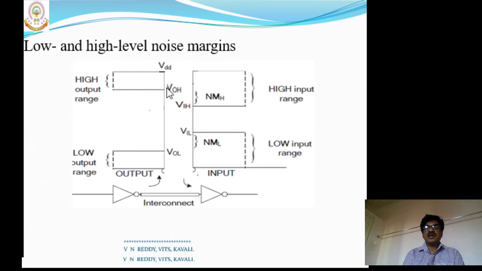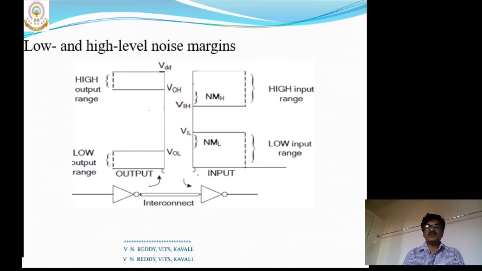With reference to logical high, the voltage is VOH. That is, with reference to logical high, the minimum output voltage is VOH. So this is the range with reference to logical high at the output of the first inverter. But with reference to logical low, the maximum output voltage notation is VOL, whereas the minimum is 0.